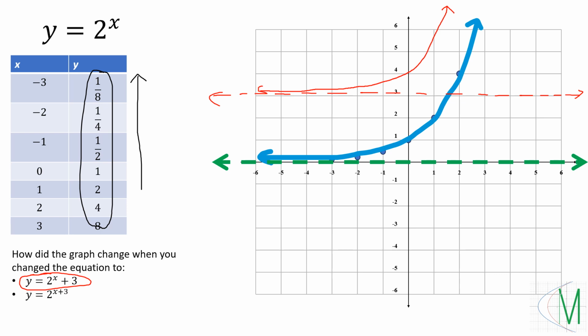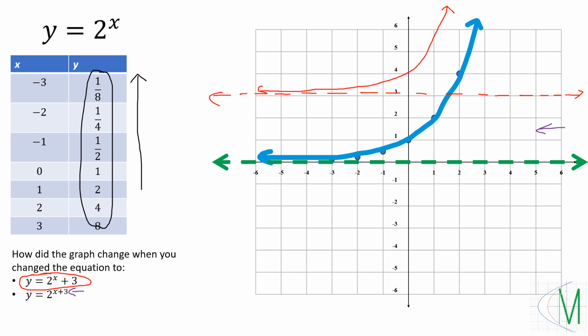Okay, what if I have that plus 3 sitting in the exponent now with the x? Well, just like with the x squared, when I had x plus 3 quantity squared, that was with the x. So that means I'm going to move either left or right, the opposite direction of whatever that number is. So that number is plus 3.